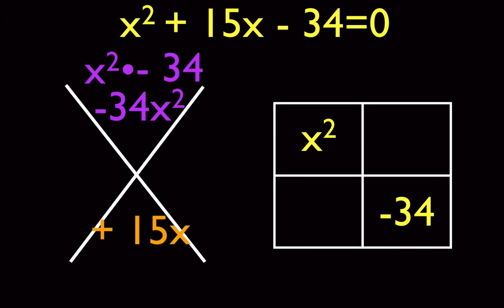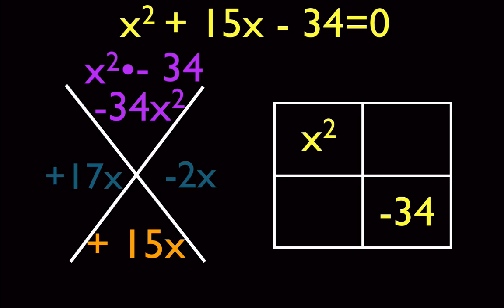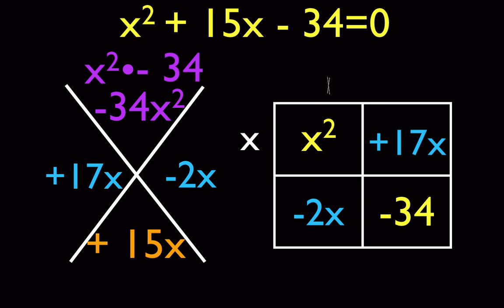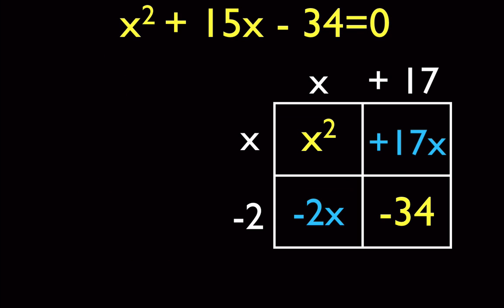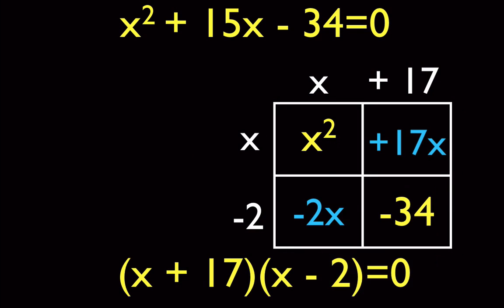The 15 goes down on the bottom. And the two things that multiply to equal negative 34 and add up to equal positive 15 are 17 and negative 2. From there I put those inside the rectangle. The outside then is quite easy to fill in. As soon as I have the outside, I'm simply going to set each of them equal to 0. And I end up with 2 and negative 17.